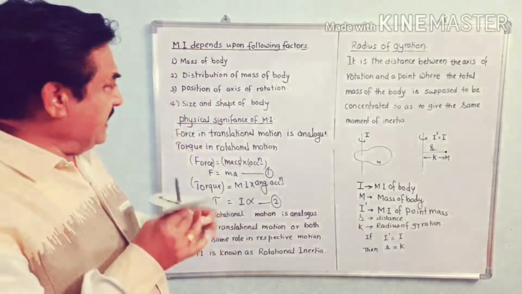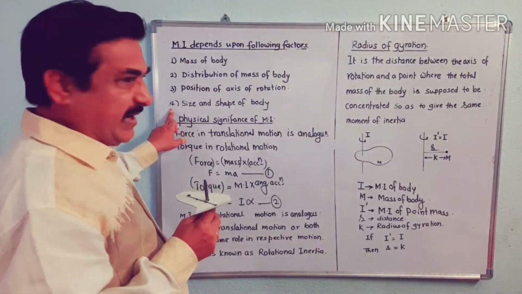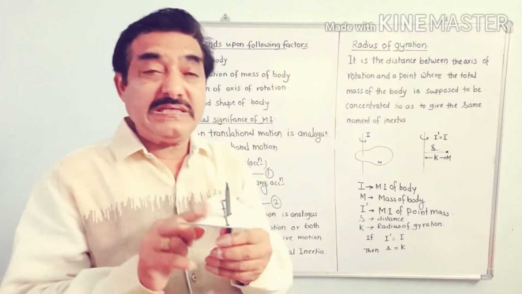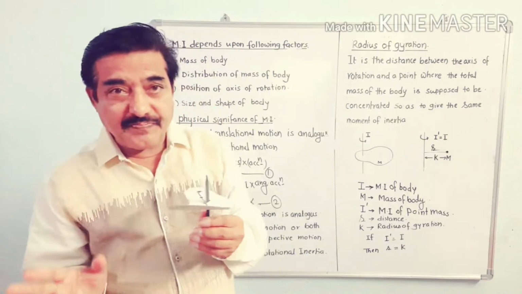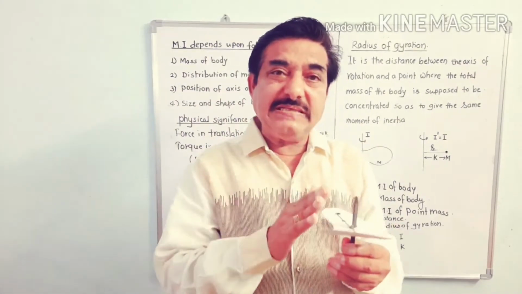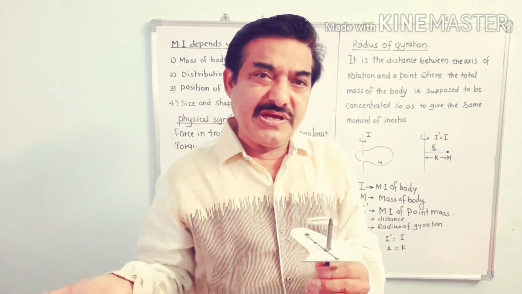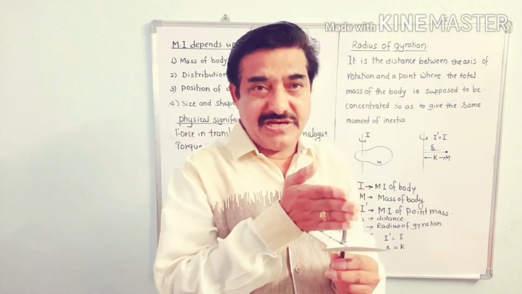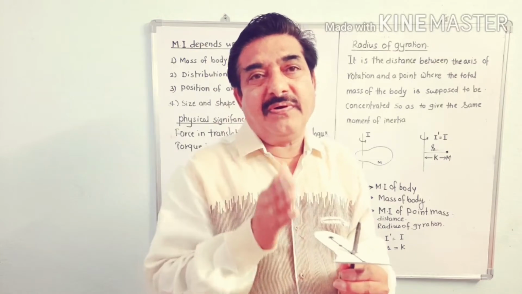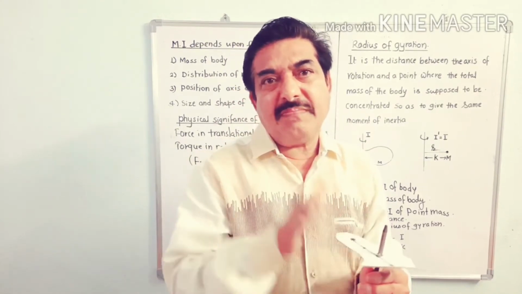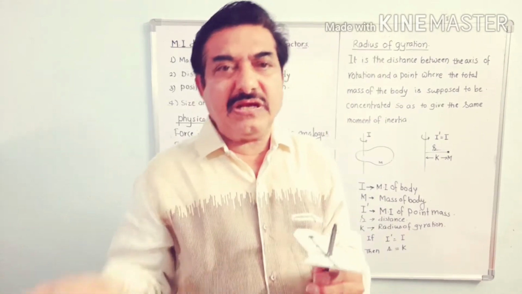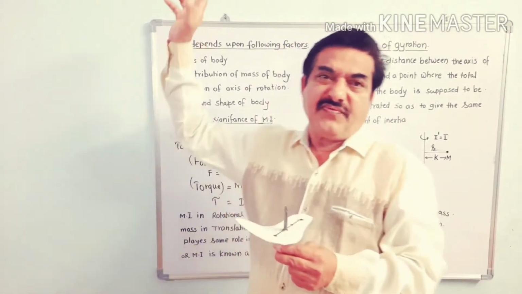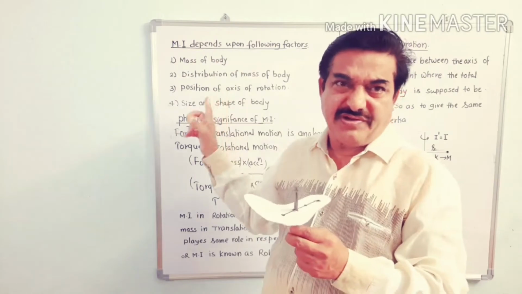And finally, this fourth factor, moment of inertia depends upon size and shape of the body. If size is the same and shape is changed, then also moment of inertia is changed. If shape is the same and size is changed, then also moment of inertia is changed. So moment of inertia depends upon four factors.